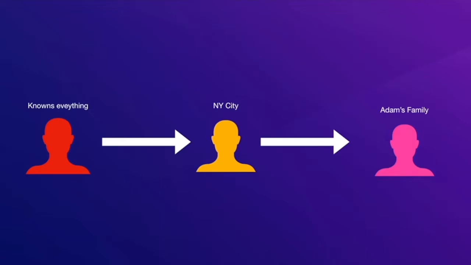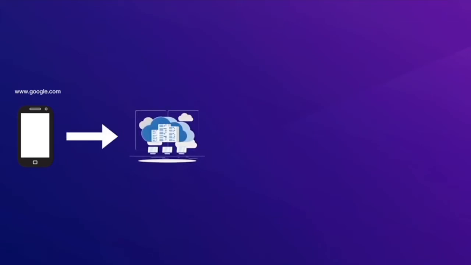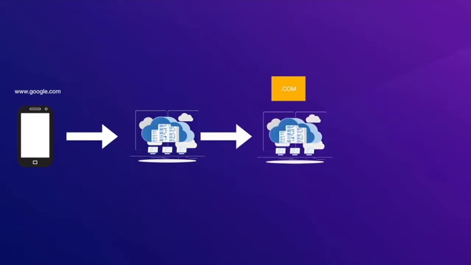There is something similar in case of the internet as well. Suppose you want to visit www.google.com. So what will you do? You will reach out to a server and ask, hey, I want to visit www.google.com. That server will say that I am not aware of google.com, but I know the server who has all the information of the .com. So that will redirect you to the .com server.